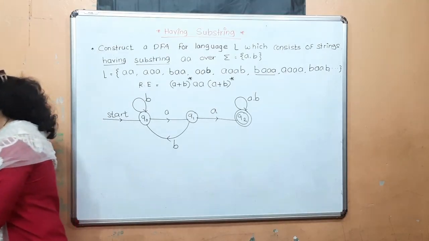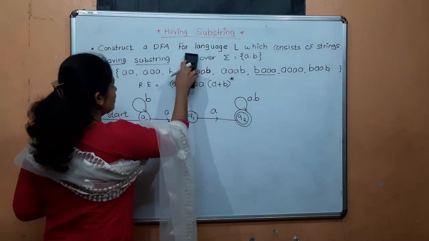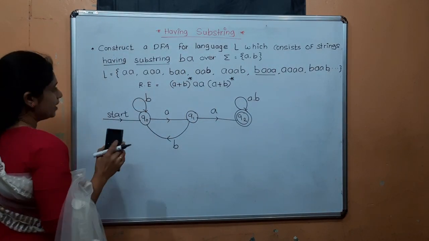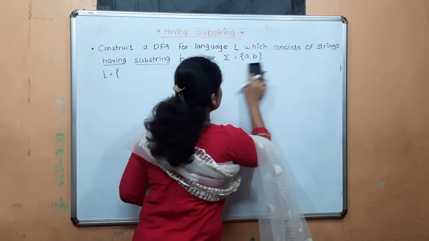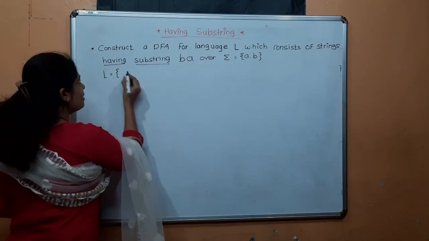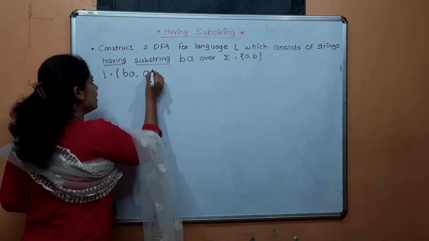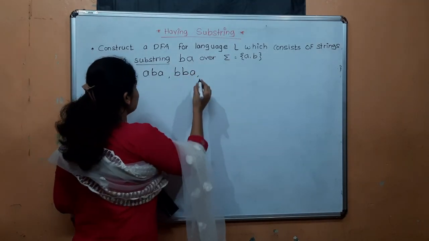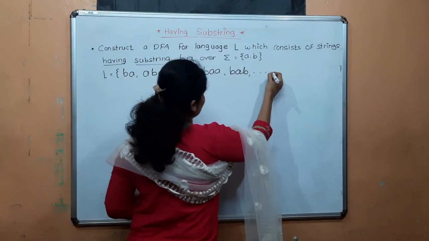Next example is having substring BA over the alphabet {A, B}. Now write down the language of the given DFA, which has substring BA, so the minimum string will be BA. Now here we can start with either A or B, we can end with either A or B, and so on.